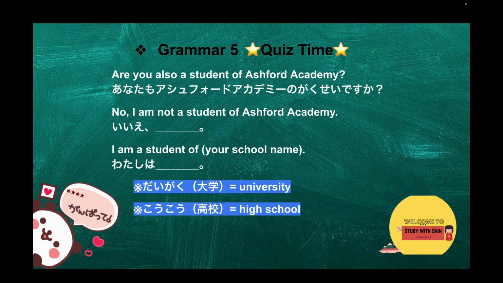So school name plus university, if your school is a university. If you attended high school, if you're a high school student, then you can say your school name plus koko. School name plus koko. Alright? I hope this explains.